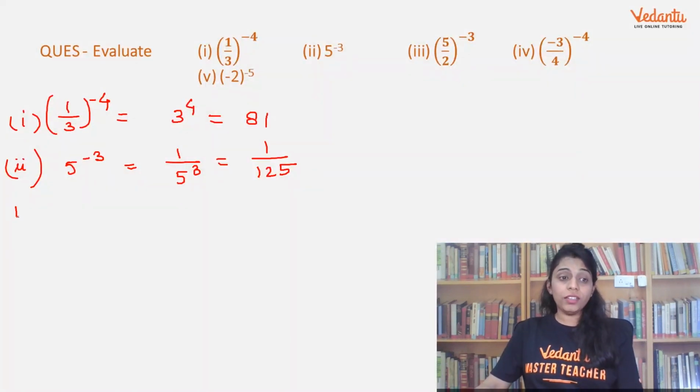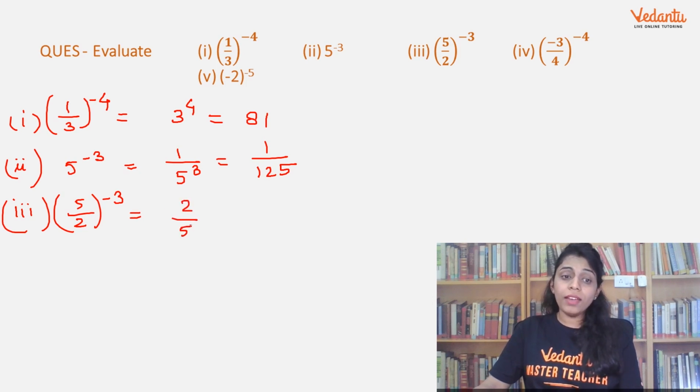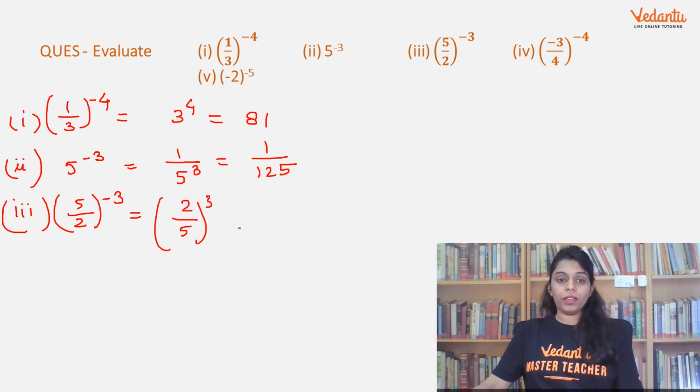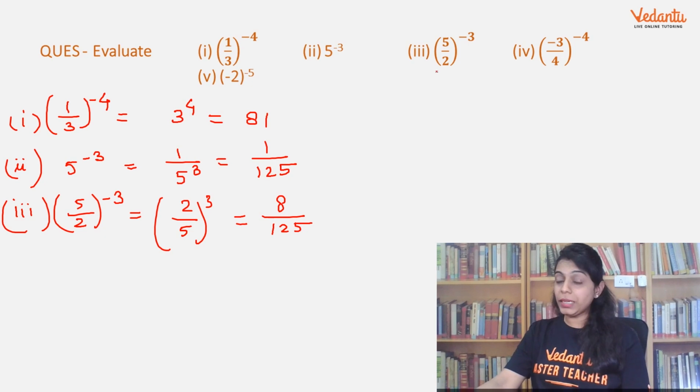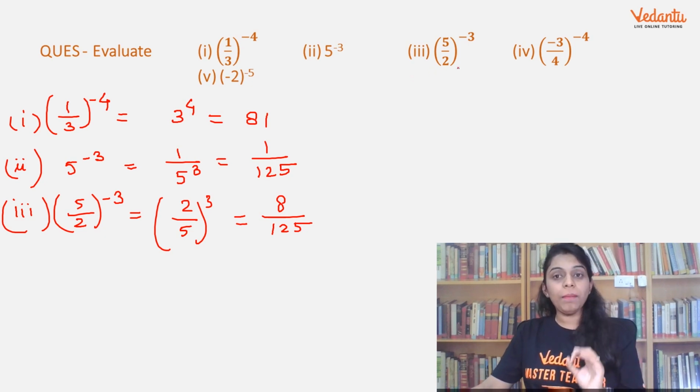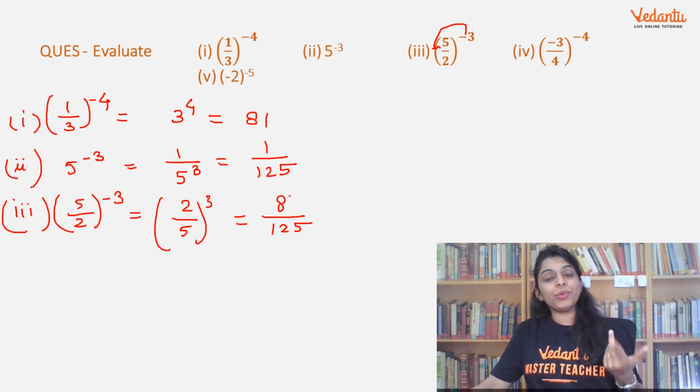Okay, and now the third question. Third question is (5/2) raised to the power minus 3. This becomes (2/5) raised to the power 3. Right? Now 2 cube is 8, 5 cube is 125. Remember, do not put the minus sign inside. Many children do this. Many students, what they do is, I don't know why, they put the negative sign inside, and then their answer comes out negative.